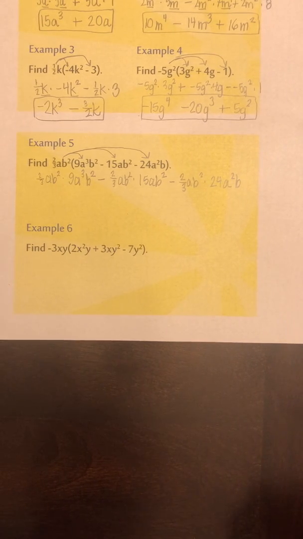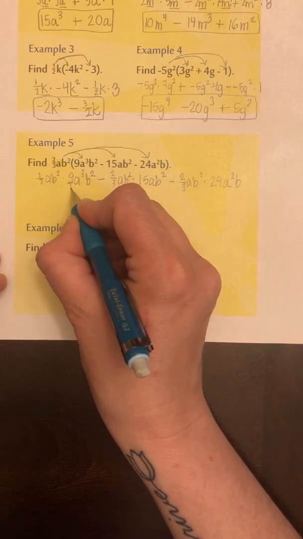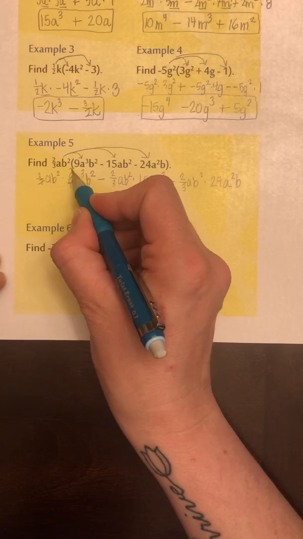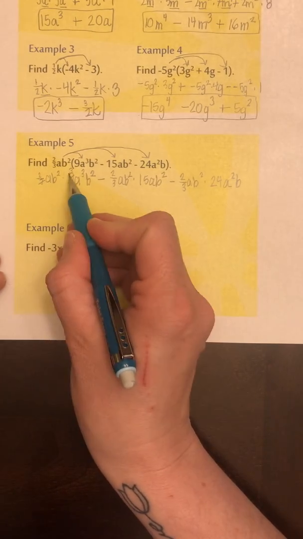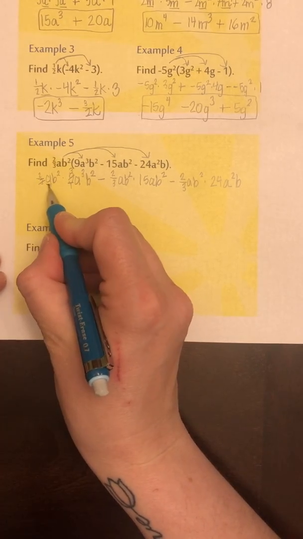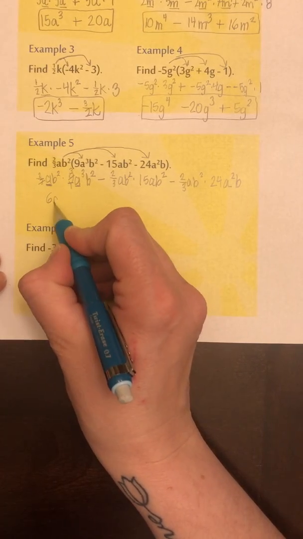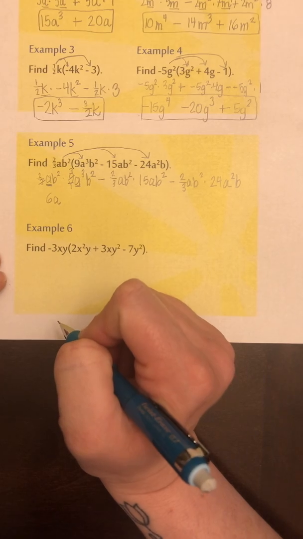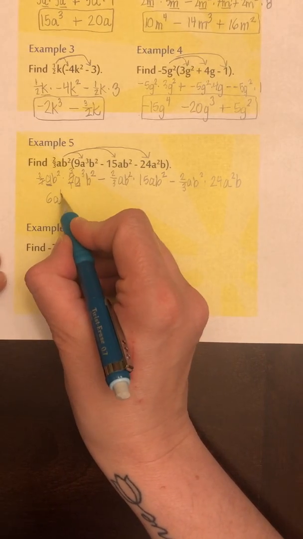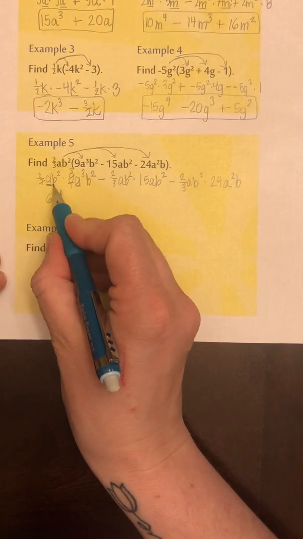So I have 2/3 times 9. I'm going to put that 9 over 1. I'm going to do a little bit of cross canceling because 3 goes into 9 3 times. So now I'm left with 2 times 3, which gives me a coefficient of 6. Then I have these a's. So I keep the base, but I add the exponents. This has an exponent of 1. This has an exponent of 3. So my new exponent is 4.